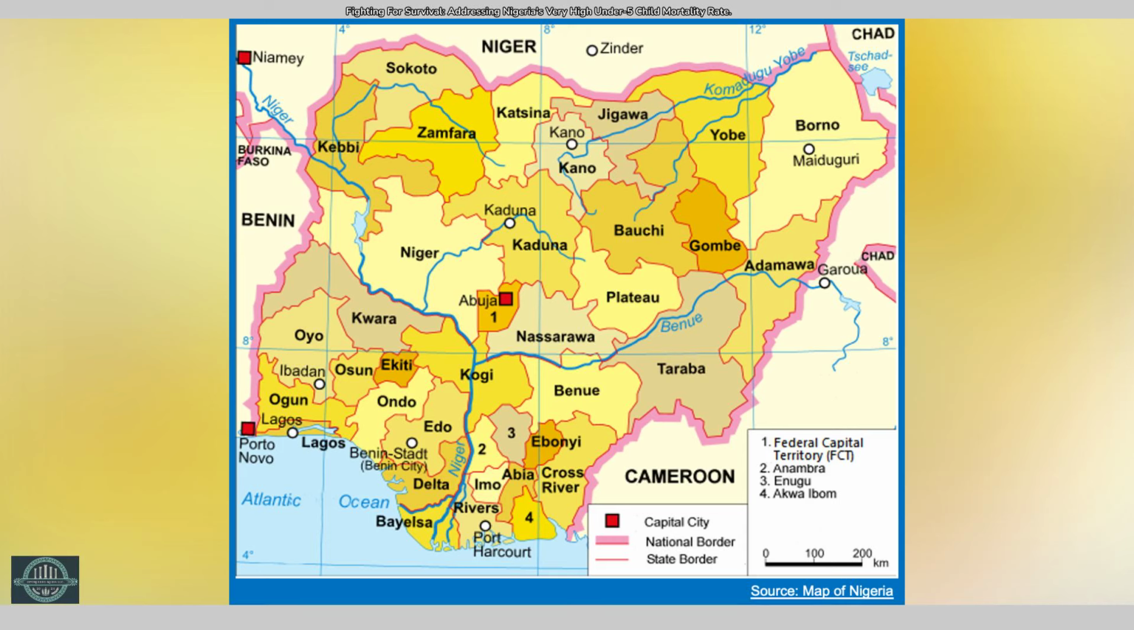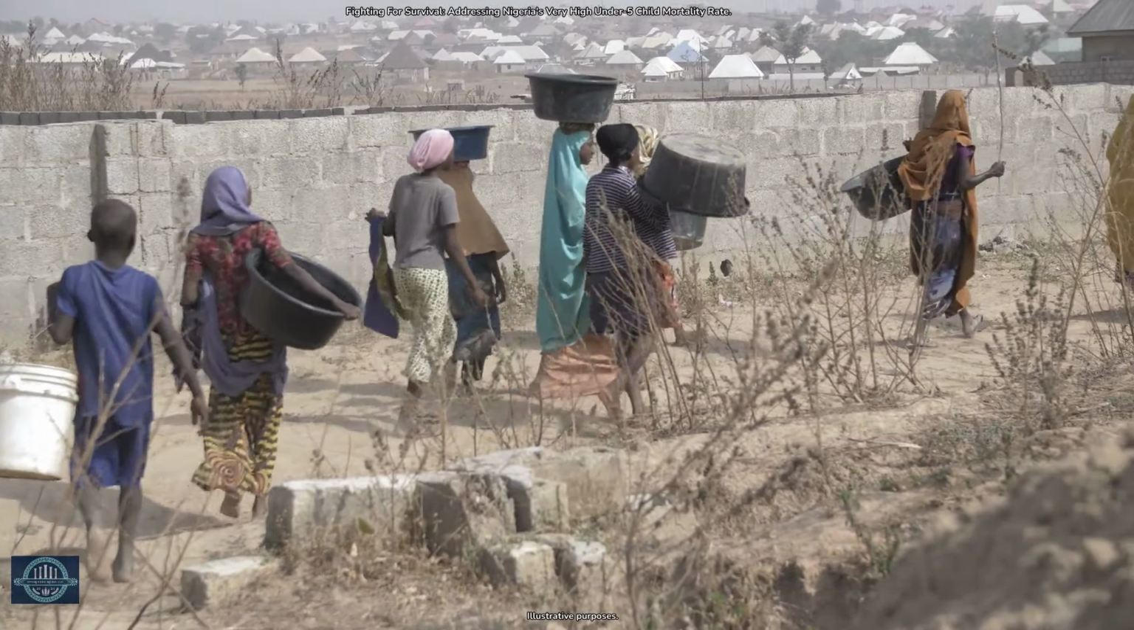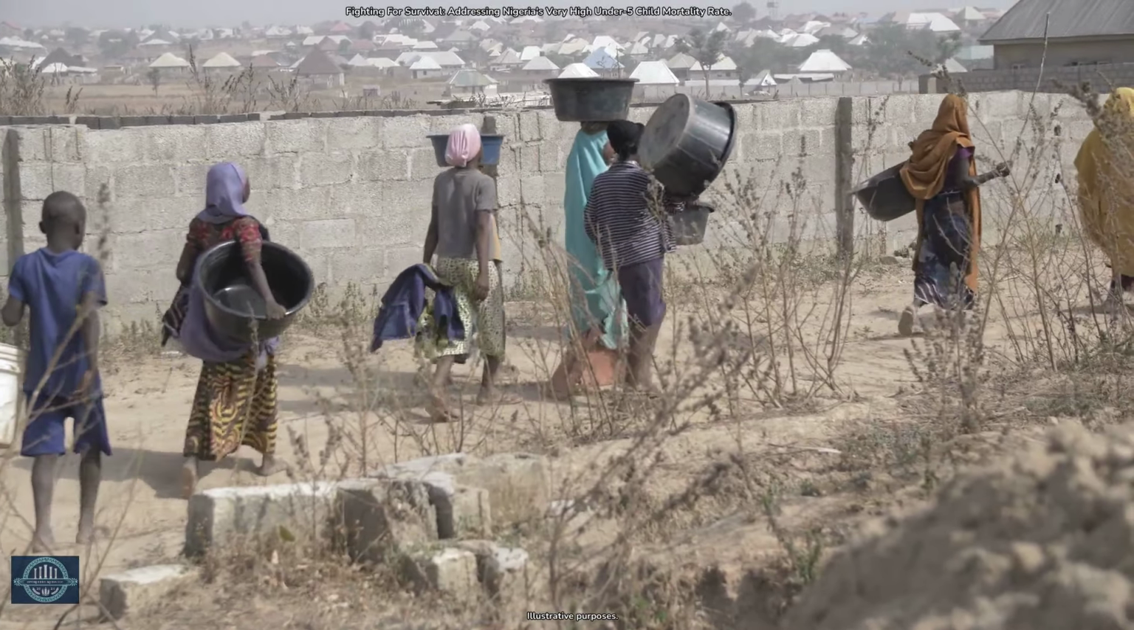Now, let's take a closer look at the under-5 mortality rate across Nigeria's 36 states and the Federal Capital Territory, FCT. The disparities in under-5 mortality rates within the country are stark, with some regions faring much worse than others. The role of non-state actors, particularly in the northern part of Nigeria, cannot be overstated.